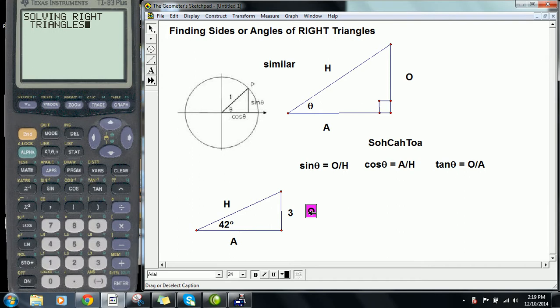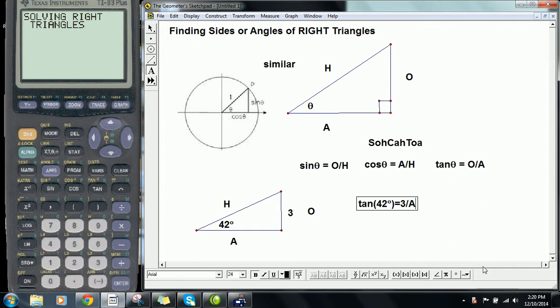And let's say I wanted to find the adjacent side, right? So if I'm going to use the opposite, which is the side I know the angle, and I want the adjacent side, I'm going to use the tangent. Why? Because it has an O and an A in it, right? So I'm going to start by setting up the equation: tangent of 42 degrees is equal to the ratio of 3 opposite over what I'm looking for, A adjacent, right?